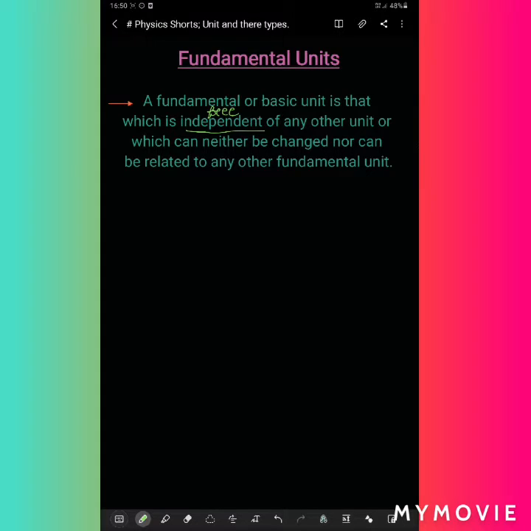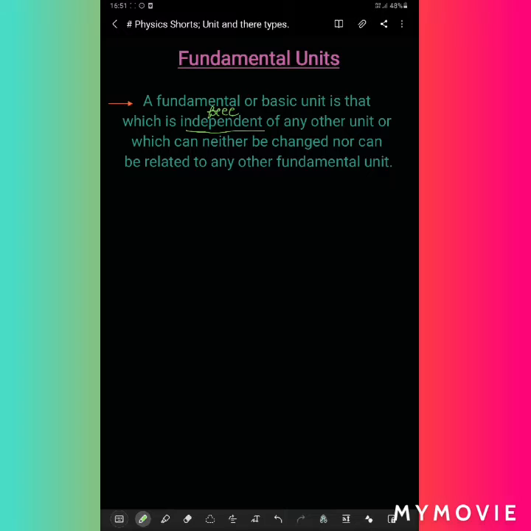Like elements, take an example of elements. Elements are not derived by anything. They are made up of molecules, but they are not derived. But compounds are made from the mixture of elements, or we can say the combination of elements. Like that only, when we come to this fundamental unit, it is a free or independent unit which is not made up of any other unit. It cannot be changed or related to any other fundamental unit. The meaning is that it is not derived from any other unit.